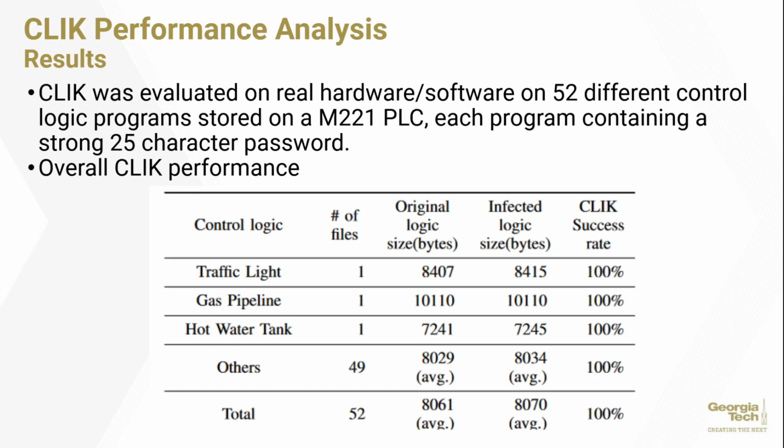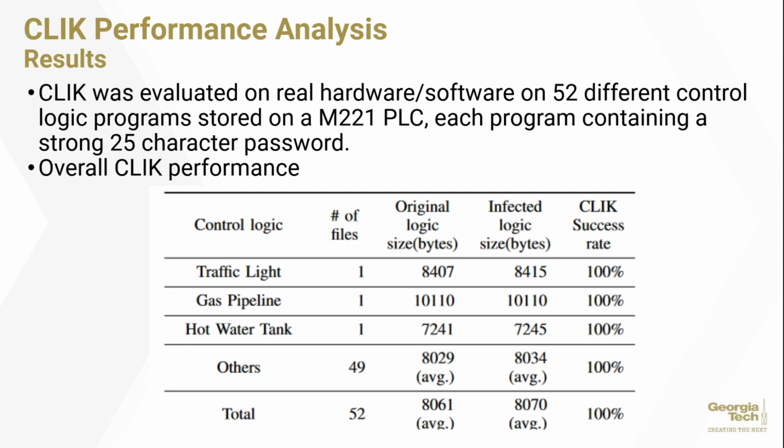So, as an analysis of the results, CLIK was evaluated on real hardware and real software, on over 52 different control logic programs stored on the M221 PLC. Each program contained a strong 25-character password, and the overall performance was very successful. CLIK actually had a 100% success rate in every single measure. Every single time, the password algorithm worked perfectly fine. Every single time, the decompilation and insertion of malicious code worked.